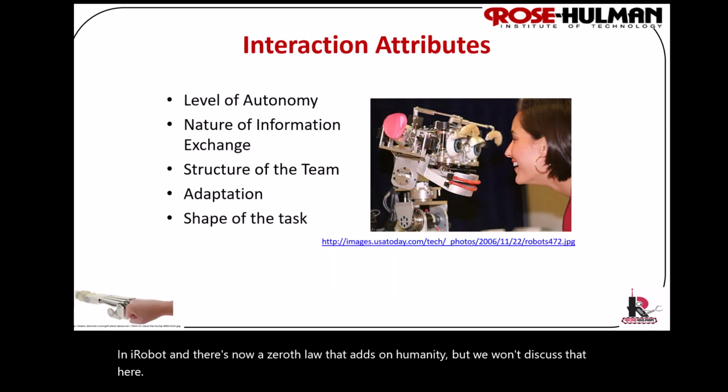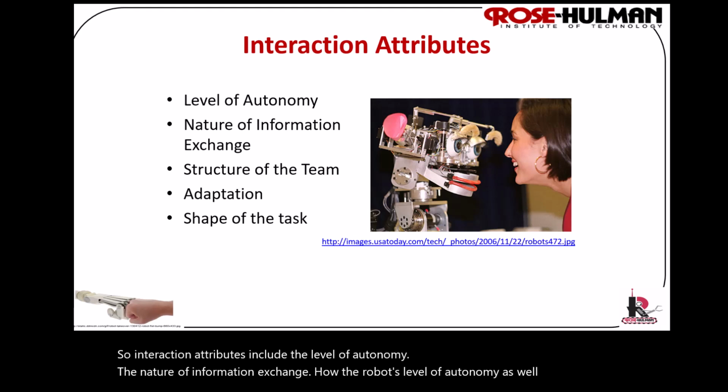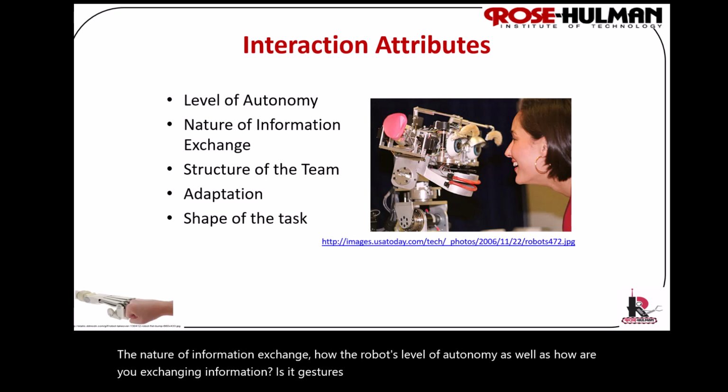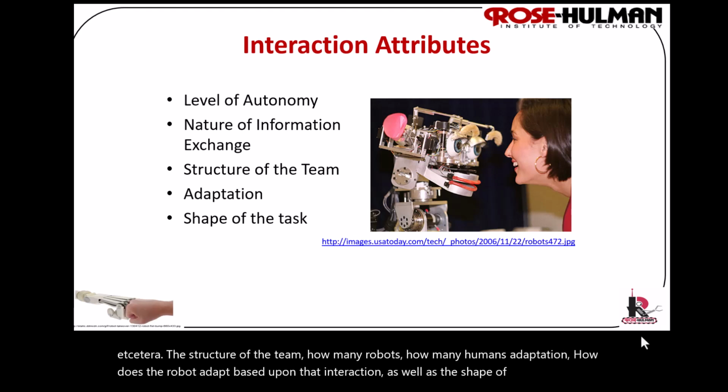So interaction attributes include the level of autonomy and the nature of information exchange: how are you exchanging information? Is it gestures, hand gestures, facial gestures? Is it speech, etc.? The structure of the team: how many robots, how many humans? Adaptation: how does the robot adapt based upon that interaction? As well as the shape of the task.